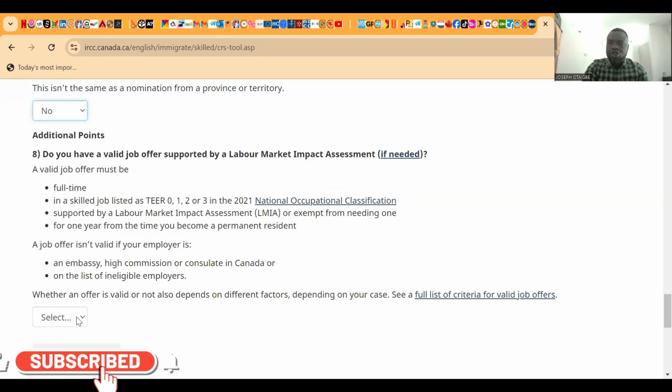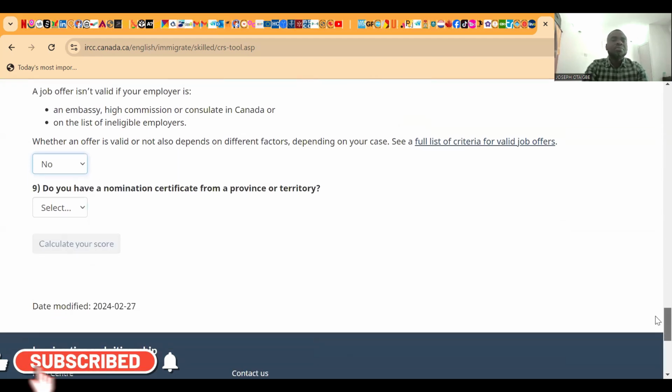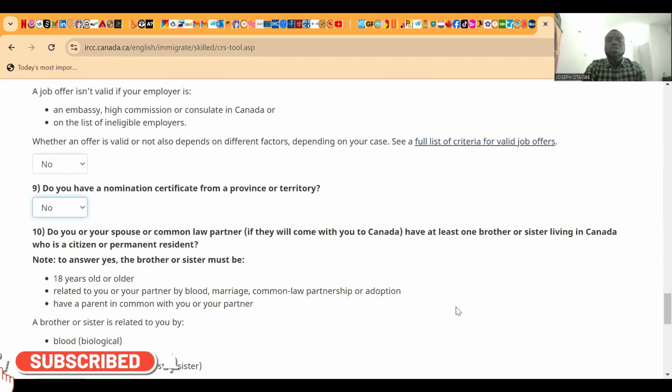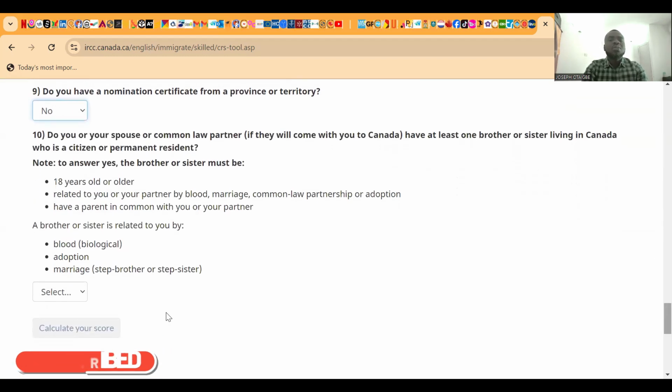In the area of having a job offer, you go to your profile, update it, and you are good to go. So let's say for now you don't have one. You said no. Then, do you have a nomination certificate? This one is connected to provincial nominee. I'm going to do a video on that too and explain it to you. You said no. So now you are single. Do you or your spouse or common law partner have a citizen or permanent resident relative? No, you don't have a spouse or relatives of your spouse. So it is no. Calculate your points.